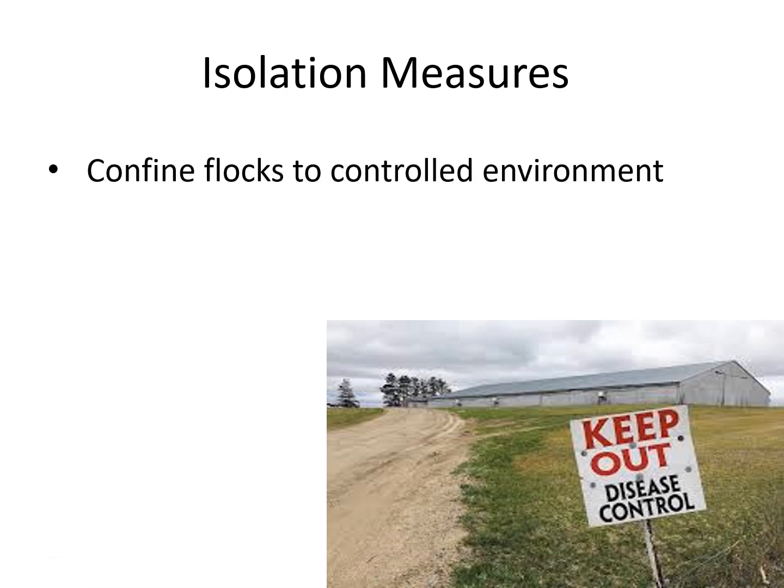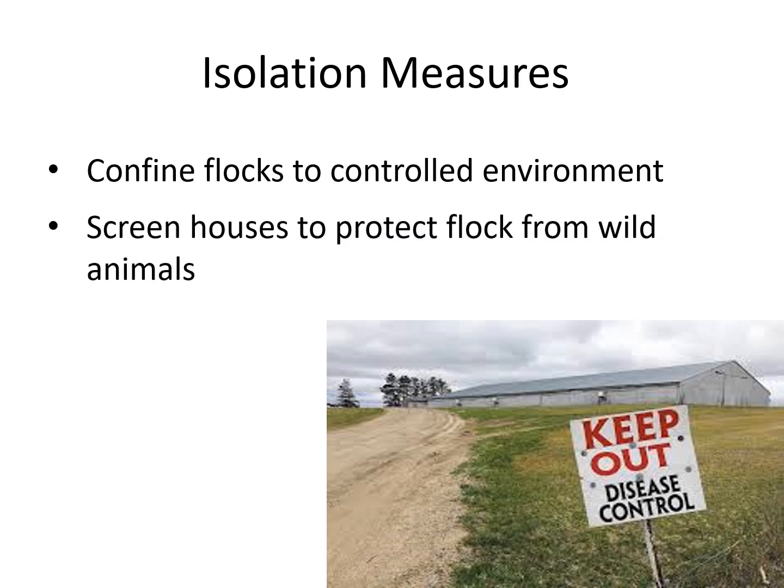Confine flocks to controlled environment. Controlled environment, no one can enter over there without permission. Screen houses to protect flock from wind, wild animals. The entry of wild animals at the farm is the biggest concern, majorly the major concern in Pakistan related to flock health. Restrict visitors.